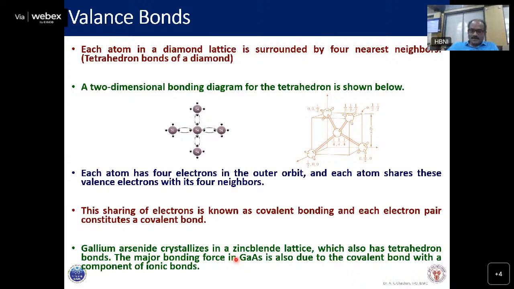Gallium arsenide crystallizes in a zinc blende lattice, which also has tetrahedral bonds. The major bonding force is also due to covalent bonding, between gallium and arsenic. However, in silicon, it is between silicon and silicon. In the case of germanium, it is between germanium atoms.